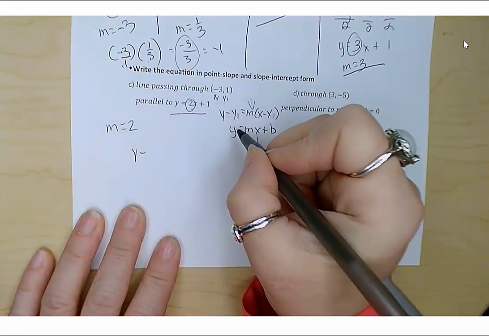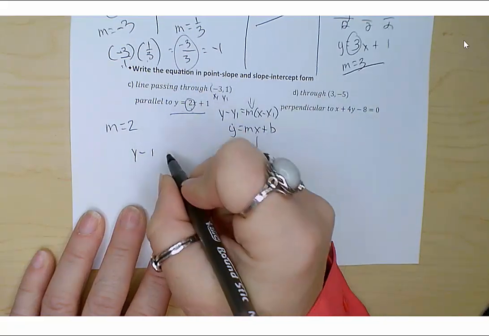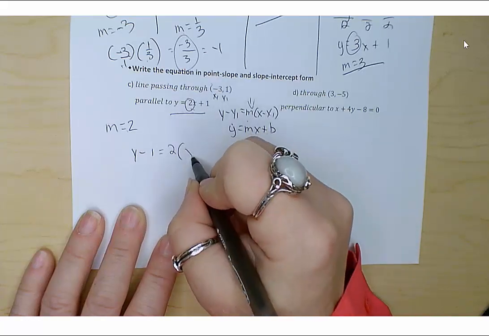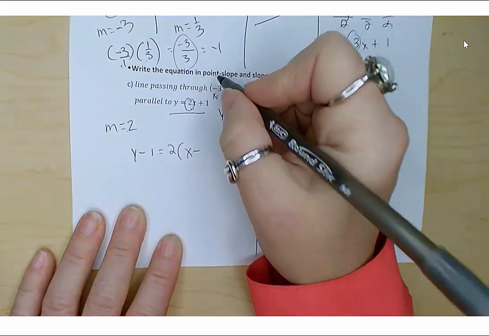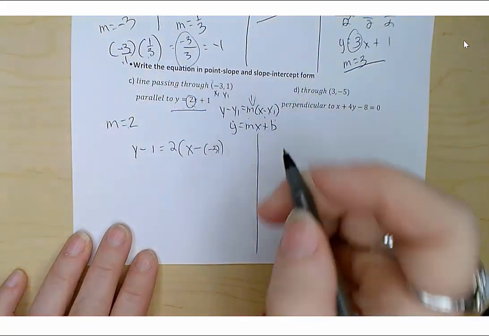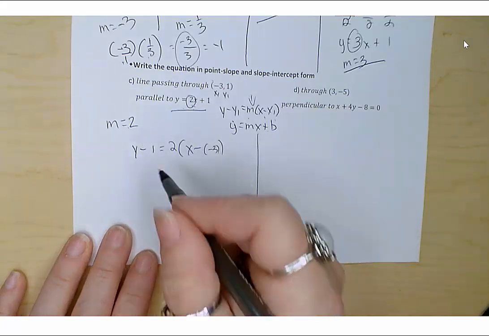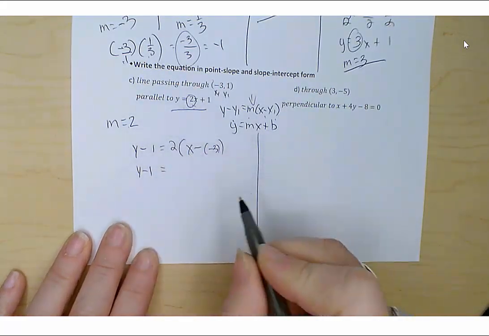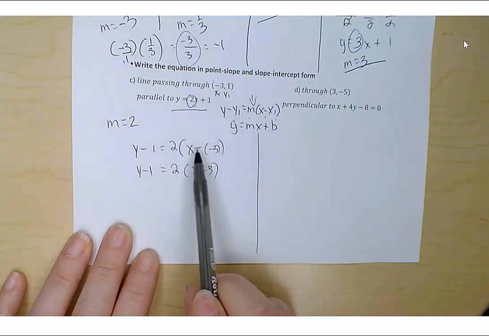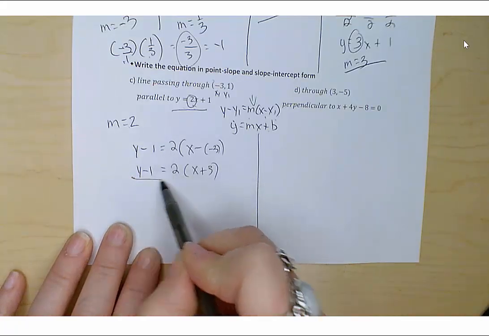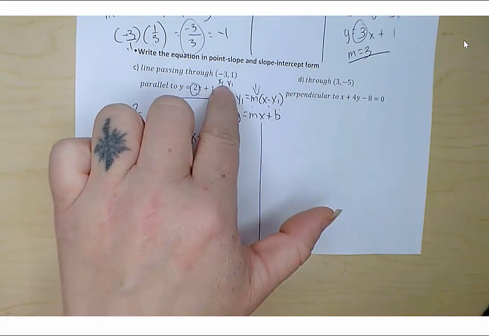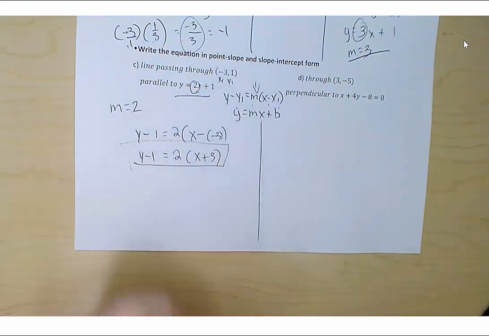That's going to look like y minus our y1, which is a 1, is equal to our slope, which we said is a 2, open parentheses, x minus our x1, which is a negative 3. Simplify this equation, and the only thing we need to simplify is this double negative rule. So this gives us y minus 1 is equal to 2 times, well, x plus 3, right? Those double negatives there cancel out to a plus. This is our equation in point slope. Plug in the point, plug in the slope, simplify.